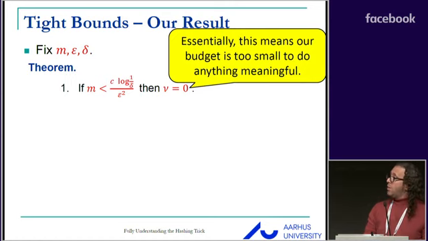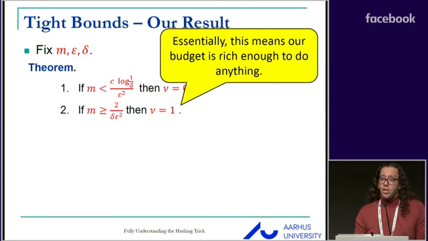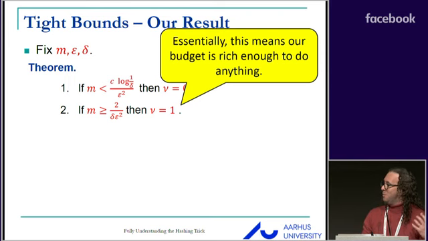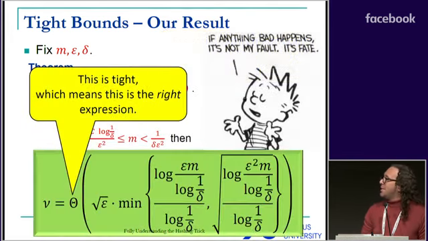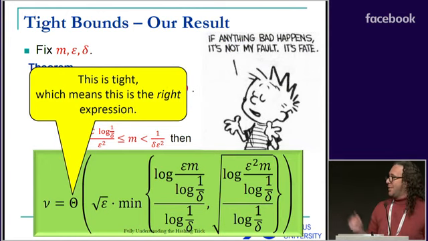What we show is that if m is too small, then basically we cannot give any guarantee. Feature hashing does not give any guarantees. If m is large enough, then we can give guarantees to any sort of vector. And if m is between these values, then this is the correct asymptotic bound, and this is tight, so this is the right expression, however nice it is.